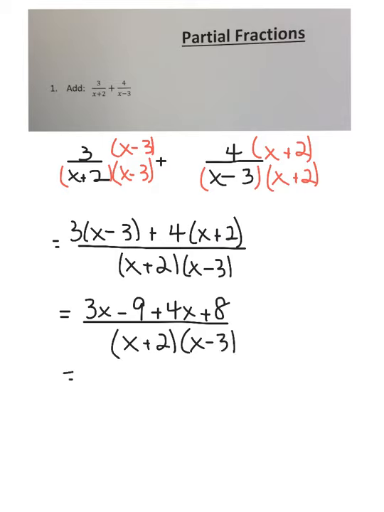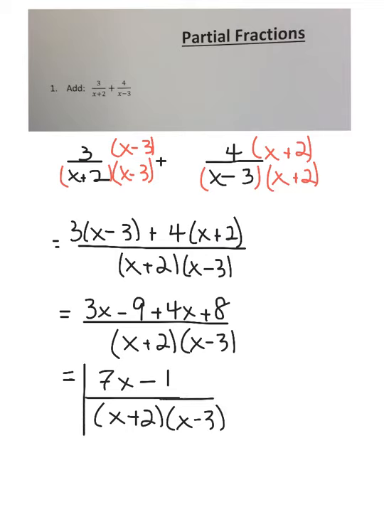And let's go one step further, and let's simplify and add like terms. So we're going to get 7x minus 1 all over x plus 2 times x minus 3. Okay, so when we are adding two fractions and the denominators are not the same, we found a common denominator. But in doing so, we had to multiply numerator and denominator by a factor, and the same thing over here. We brought down the common denominator, simplified the numerator, and this is our answer with our common denominator.